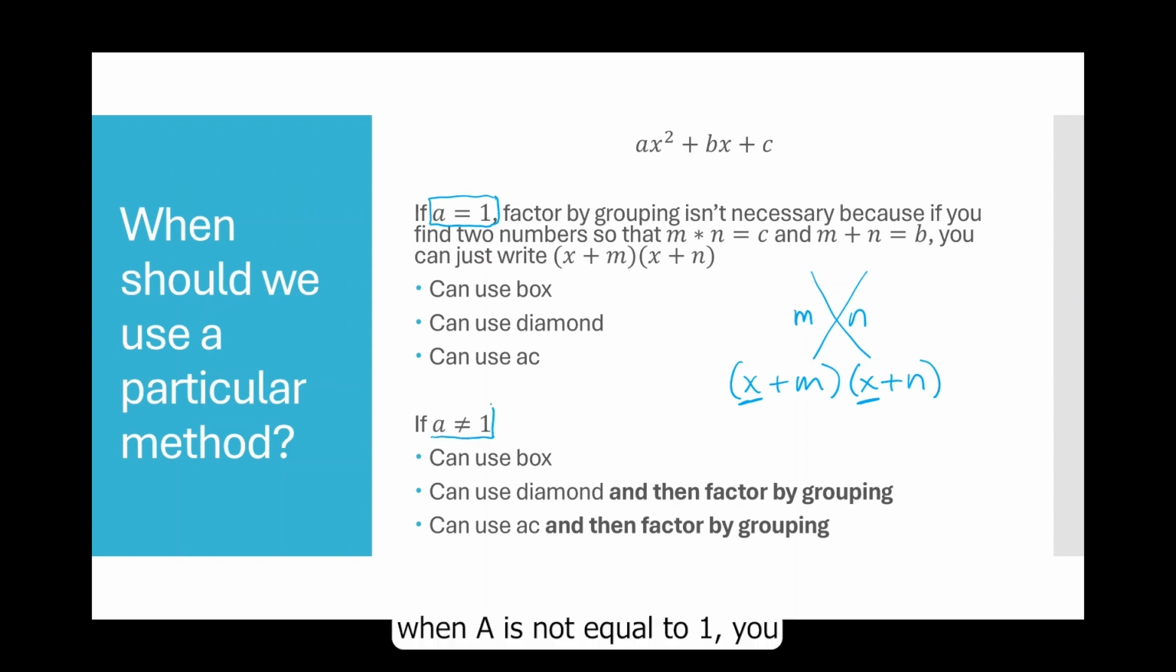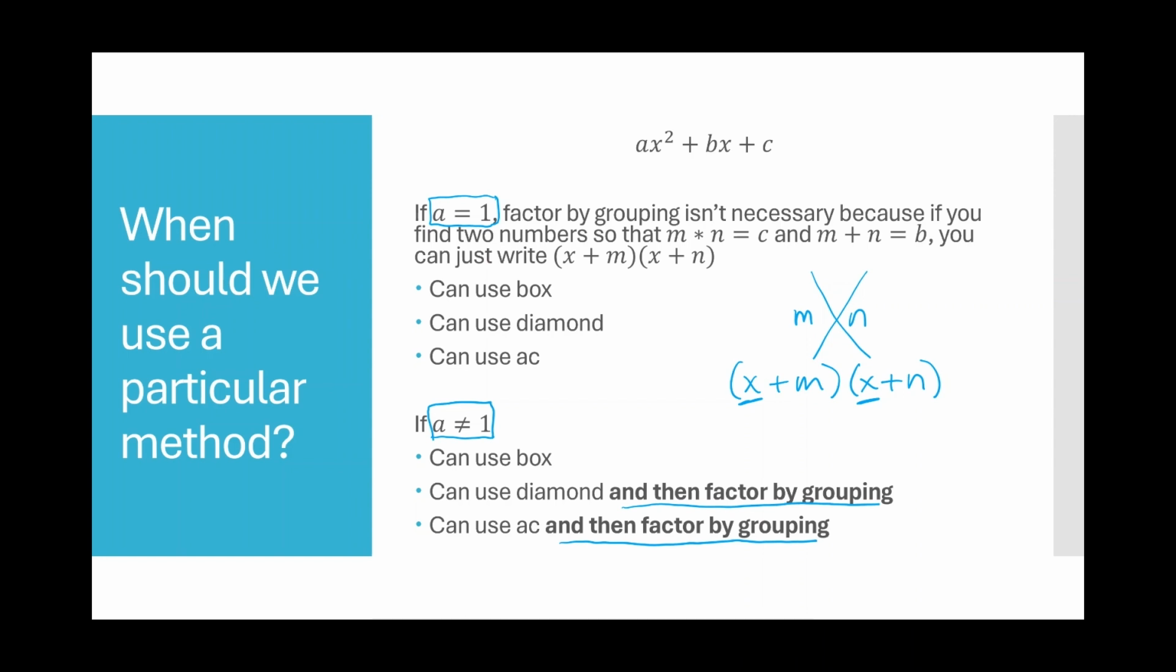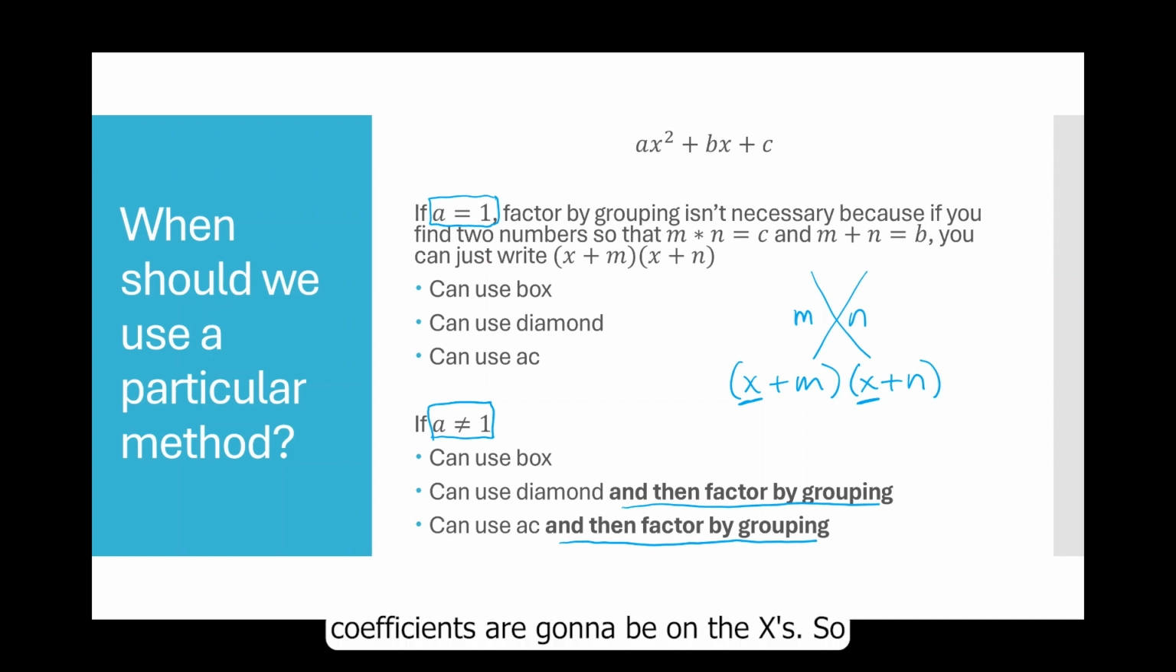However, when A is not equal to 1, you will have to write it out after and factor by grouping in order to figure out where that m and n are going to land and where that coefficient or those 2 coefficients are going to be on the x's. So if A is any number but 1, make sure that you factor by grouping so that you can figure out where they're supposed to be and what coefficient is going to go onto the x.